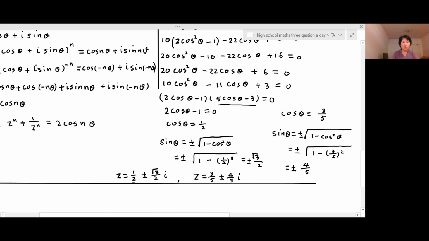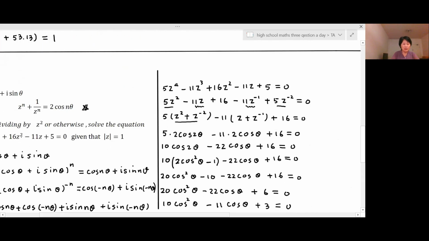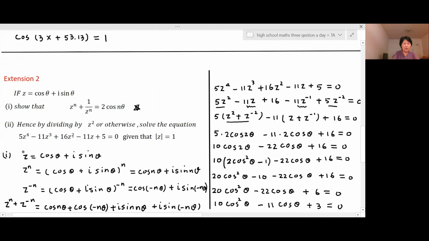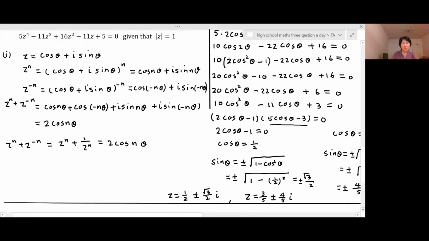Okay, so I got 4 solutions. So z will be equal to half plus root 3 on 2 i, or z equal to half minus root 3 on 2 i. Then this one z equal to 3 on 5 plus 4 on 5 i. Another one is that z equal to 3 on 5 minus 4 on 5 i. So I got the 4 roots here. Because you can see this question is a degree 4, degree 4 must have 4 solutions here. Then I got the 4 solutions and finish this question.